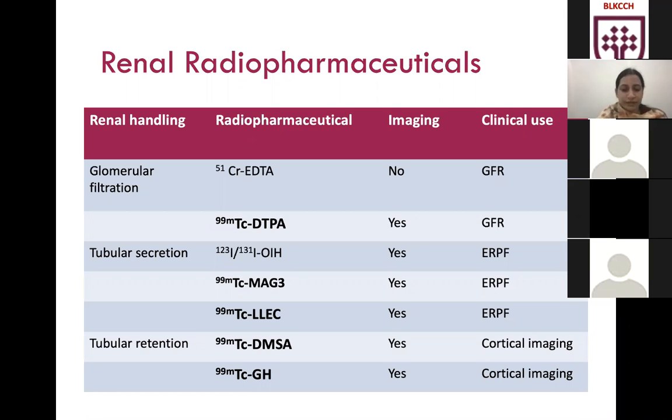And then we have agents which bind to the proximal tubules, like technetium DMSA and glucoheptonate. So they are helpful in cortical imaging, in studying the structure of the cortex, because they bind to the proximal tubule and they stay there.